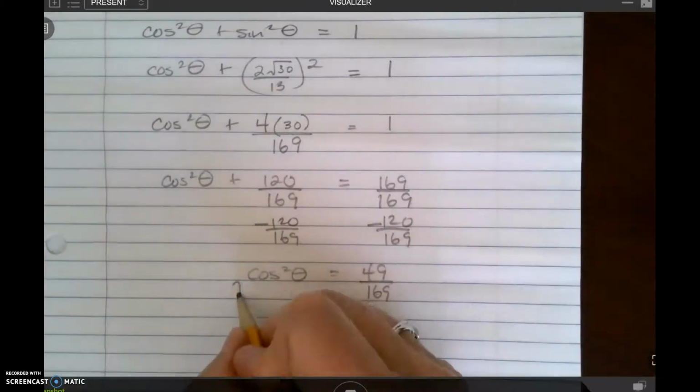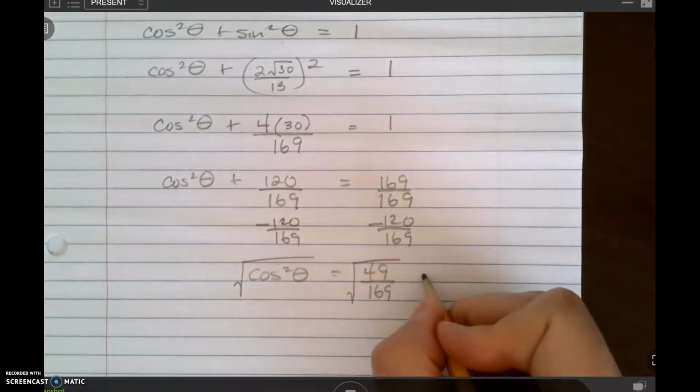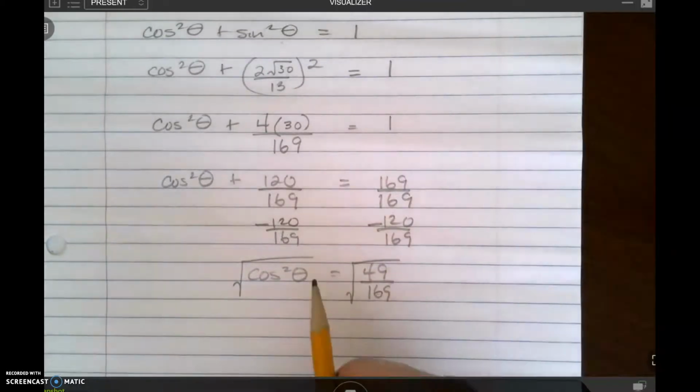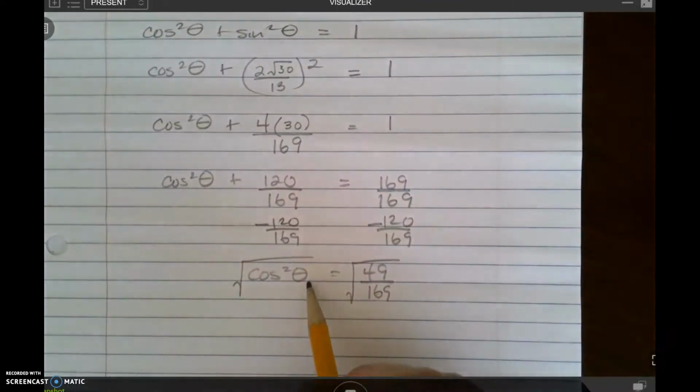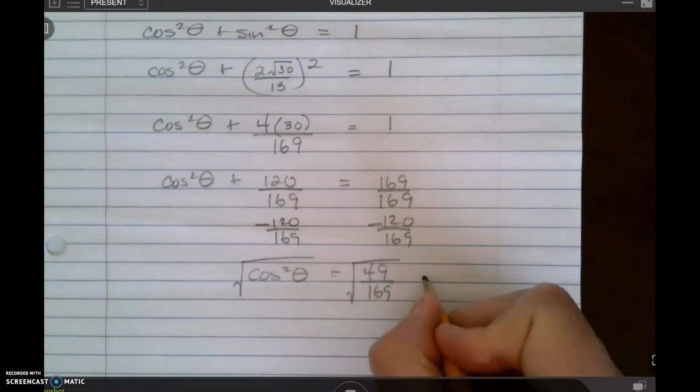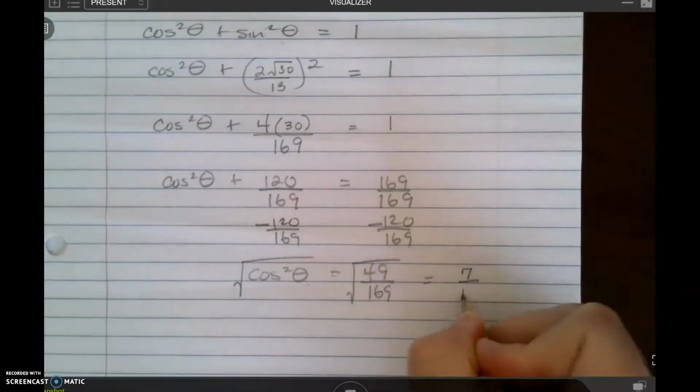When I take the square root, I don't need to worry about plus or minus since I'm in quadrant 1 and I know everything is just plus or positive. I get 7 over 13.